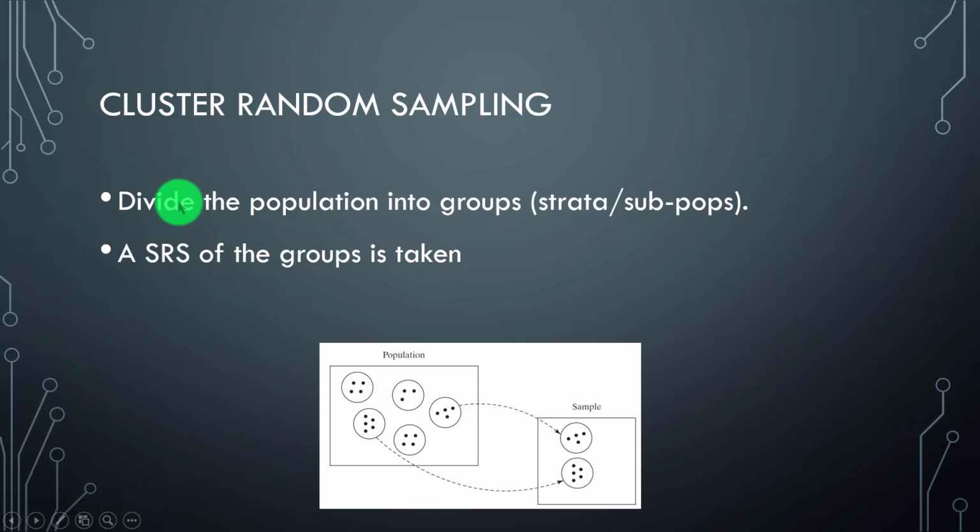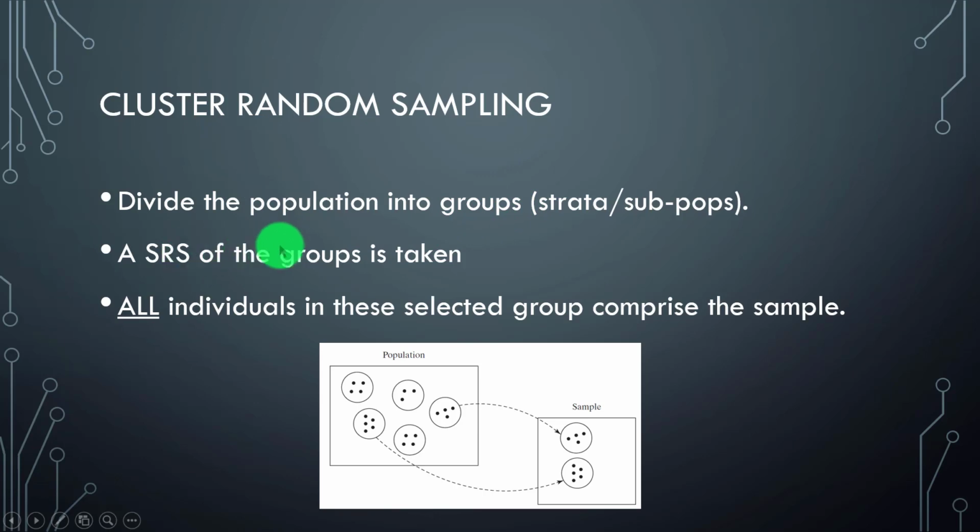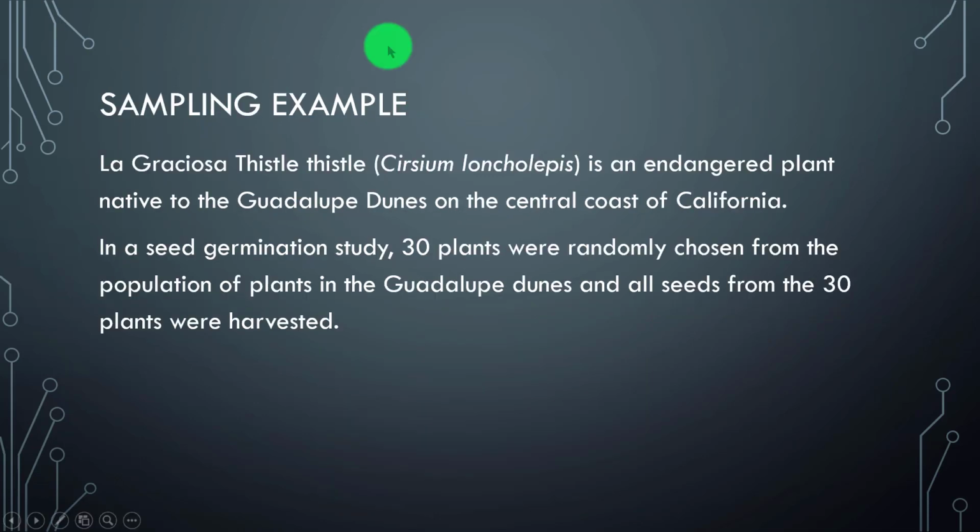So, it's cluster sampling. You divide up the population, similar as before. You take a sample of the groups, but then everyone in those groups is going to compose the sample. So this also has its benefits as well, depending on your particular study design. This could work well. Let's look at an example.